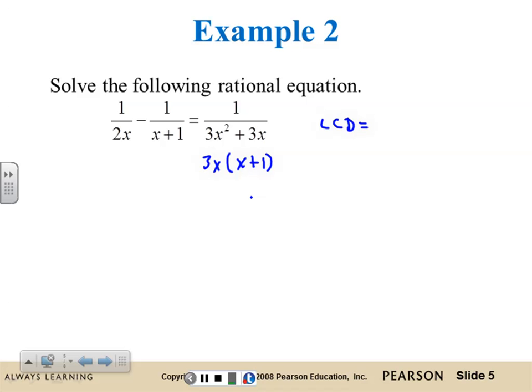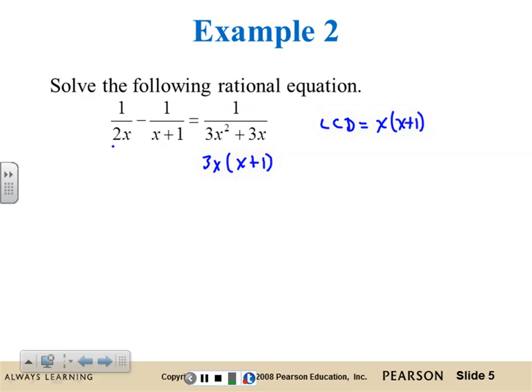So we're going to write down anything that's already in common. So x is in common. And keep in mind that this x is not this x, because this x belongs to a group. But we have an x plus 1 group that's in common.